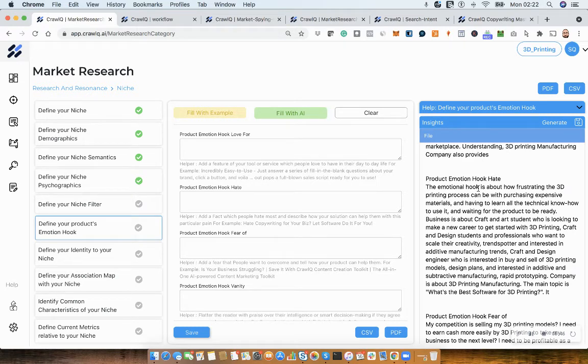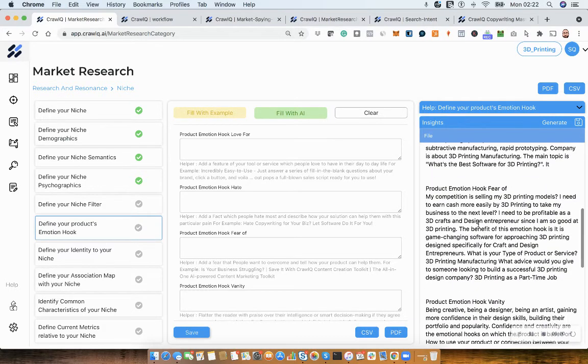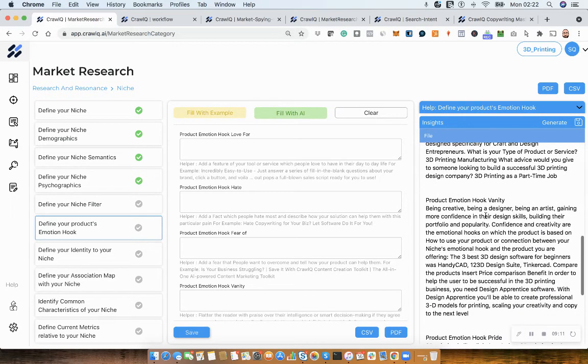Product emotion hook, hate. So the emotional hook is about how frustrating the 3D printing process can be, with purchasing expensive materials, having to learn all the technical know-how to use it, and waiting for the product to be ready. Product emotional hook, fear of my competition selling my 3D printing models. I need to earn cash more easily by 3D printing to take my business to the next level.